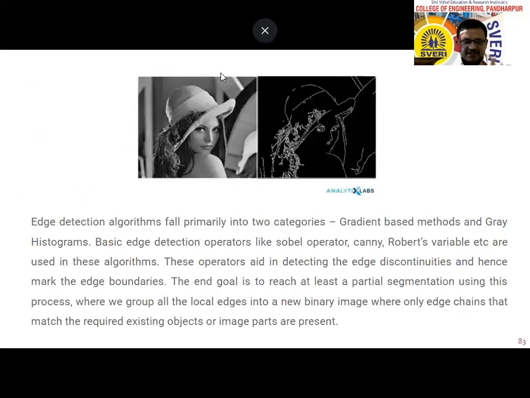Now see here, edge detection. This diagram of this girl is there. How that diagram is converted into a line diagram or edge diagram.